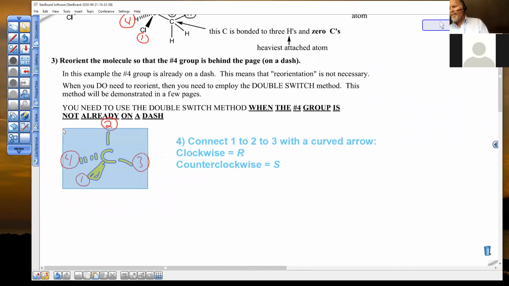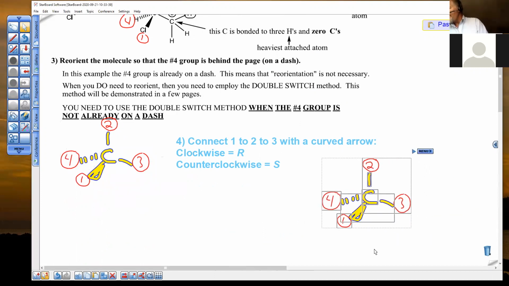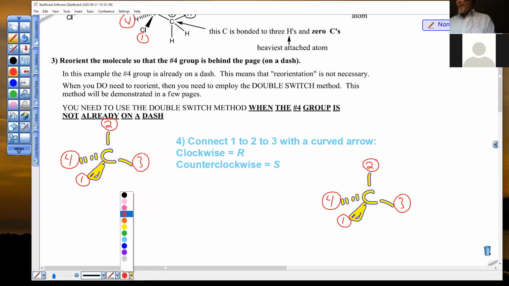And we got our 1, 2, 3, 4. You're going to connect 1 to 2 to 3. And the reason why we have step 3 to reorient the molecule so that the number 4 group is behind the page is to convert a 3-dimensional problem to a 2-dimensional problem. After you've done step 3, which was done for you already, you can ignore the number 4 group. It's now a 2-dimensional problem. And we are going to connect 1, 2, and 3 with a curved arrow.